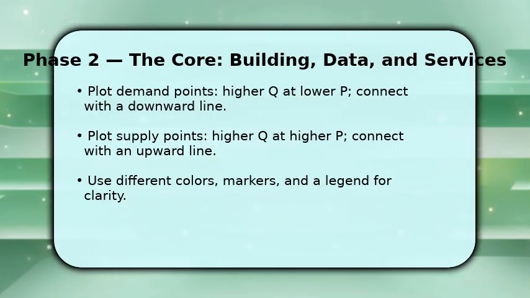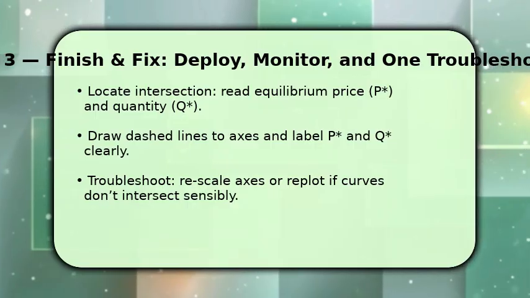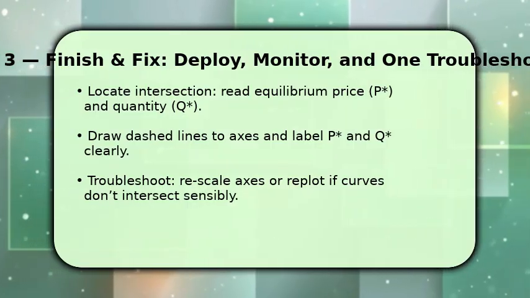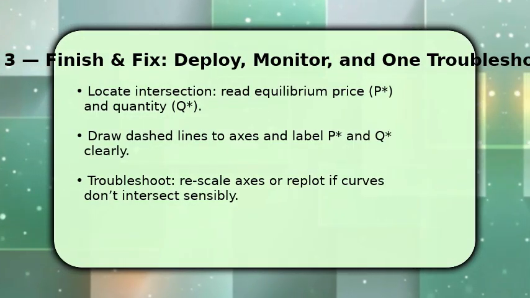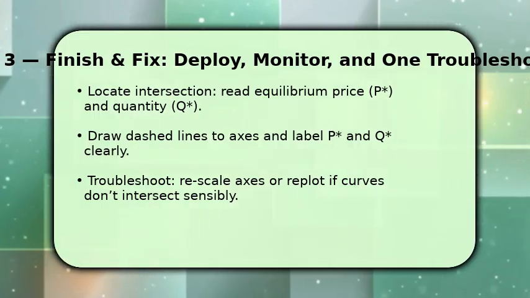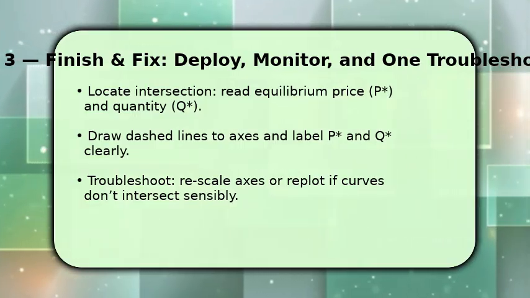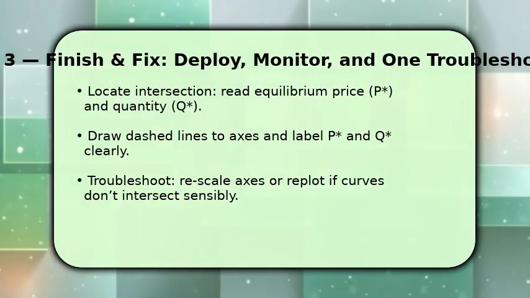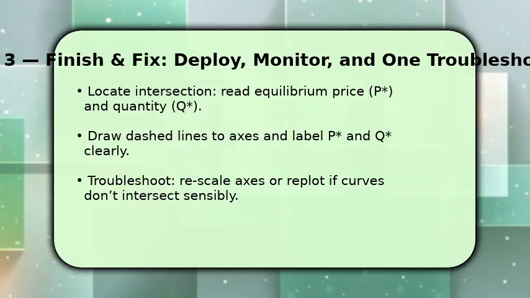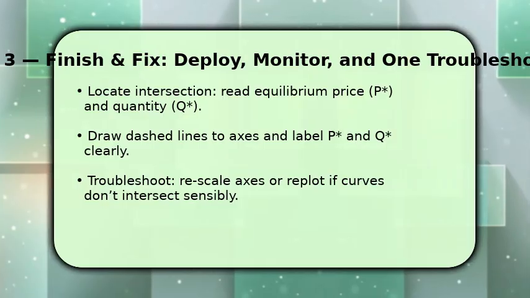Finally, identify the intersection point where the demand and supply curves cross. That's the market equilibrium. Read off equilibrium price and quantity by drawing dashed guidelines to the axes and label them P* and Q*. Once labeled, annotate any shifts or comparative statics if needed. If the curves don't intersect sensibly, recheck axes scaling and data points, rescale evenly or replot the outlier points, because misscaling is the most common plotting error.